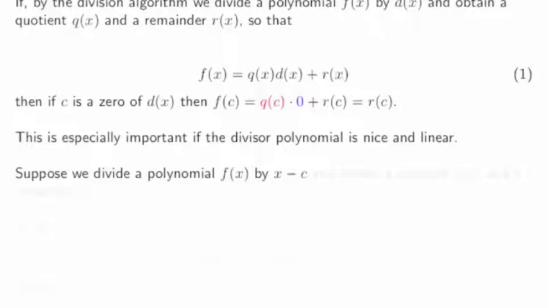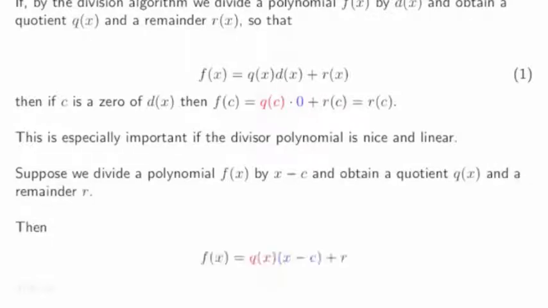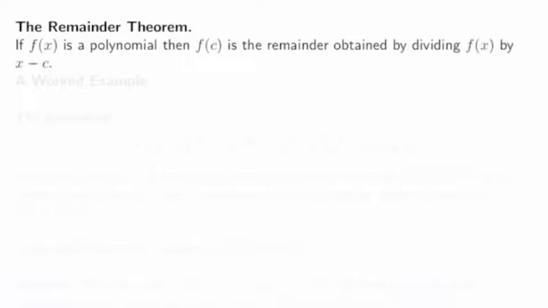Suppose we divide a polynomial by x minus c, and obtain a quotient q of x and a remainder r. Then I can write it this way. My function f of x is the quotient times x minus c plus r. And so if I plug in c for x, then f of c is the quotient at c times c minus c plus r. C minus c is 0. All you have left is r. The remainder theorem says if f of x is a polynomial, then f of c is simply the remainder you get when you divide the polynomial by x minus c.